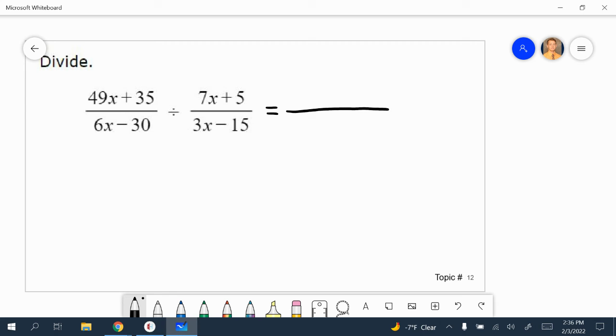So my first fraction, I could pull out, well, what could I pull out? 7? So if I pull out a 7, that'll leave me with 7x plus 5. And on the bottom, I could pull out a 6. That'll leave me with x minus 5. And then I'm going to do two steps at once here, so try not to get lost with this. I'm going to extend this because we're going to multiply, but I'm going to take this one first and I'm going to put it on the top because I have to flip these around.